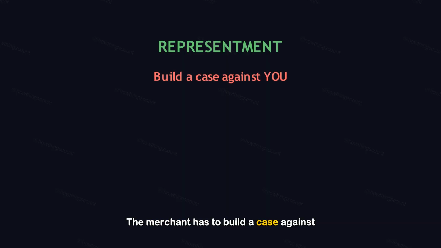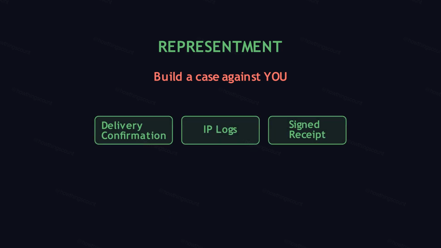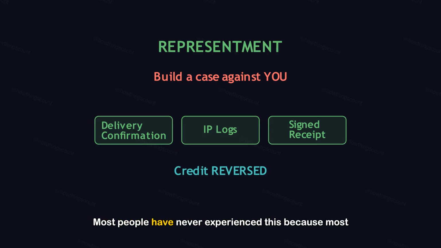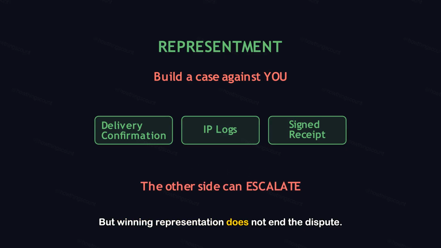The merchant has to build a case against you. Delivery confirmation, IP address logs, a signed receipt. Communication records, all of it goes back through the network to your bank. Your bank reviews both sides. If the evidence is compelling, the provisional credit gets reversed. Your $49 disappears again. Most people have never experienced this because most disputes are never contested. But winning representment does not end the dispute. The other side can escalate.